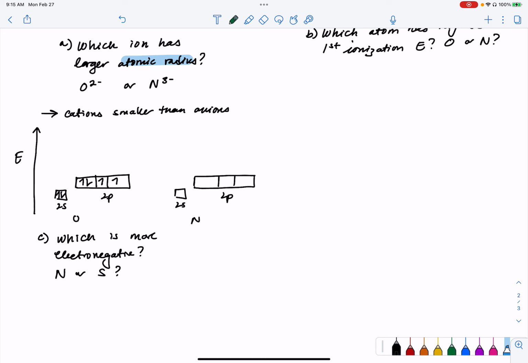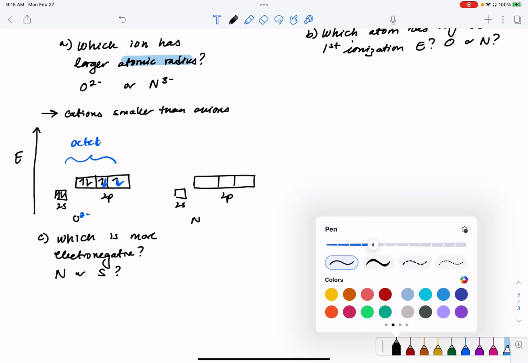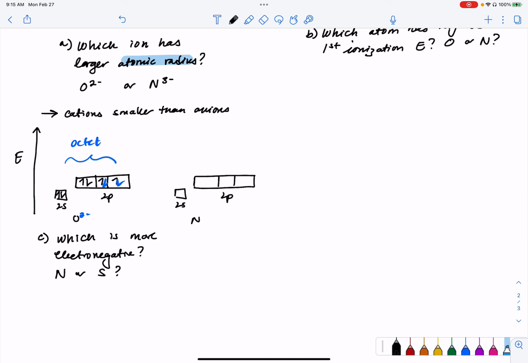And then if I were to make it the O2 minus anion, I would add an additional 2 electrons. The reason why we become the O2 minus anion is because we achieve octet when we add 2 electrons. Now let's look at nitrogen. So that's also 2s2, but instead of being 2p4, it is 2p3.